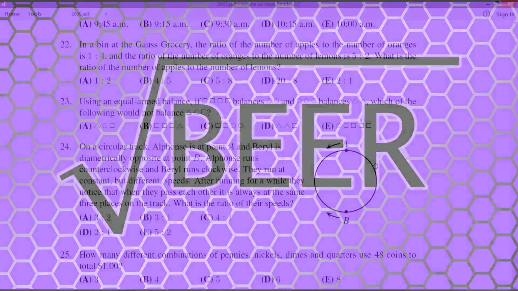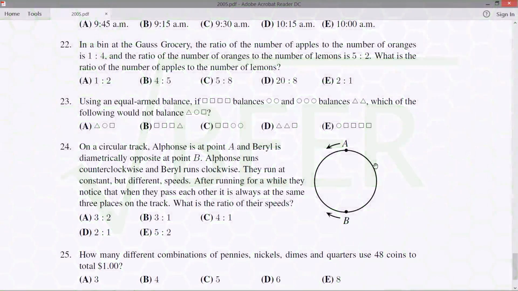Hello everybody and welcome back. We're continuing our look at the 7th grade level 2005 Gauss paper from the University of Waterloo. And we're all the way up to question number 23.